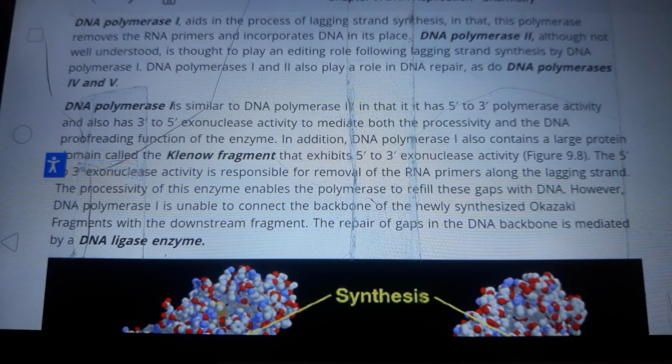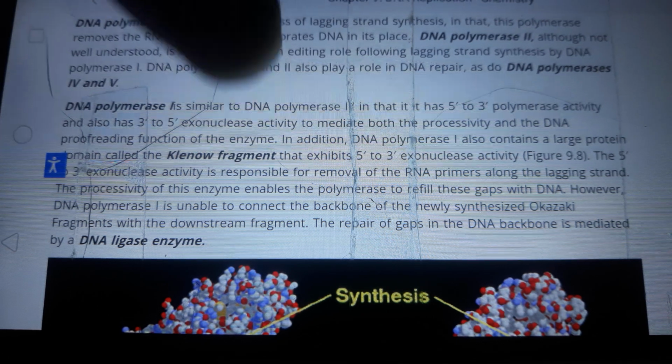DNA polymerase 1 aids in the process of lagging strand synthesis in that this polymerase removes the RNA primers and incorporates DNA in its place. DNA polymerase 2, although not well understood, is thought to play an editing role following lagging strand synthesis by DNA polymerase 1. DNA polymerases 1 and 2 also play a role in DNA repair, as do DNA polymerases 4 and 5.